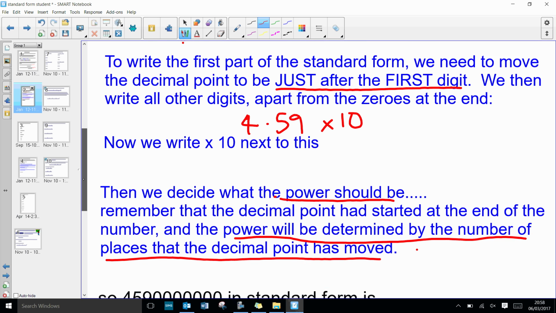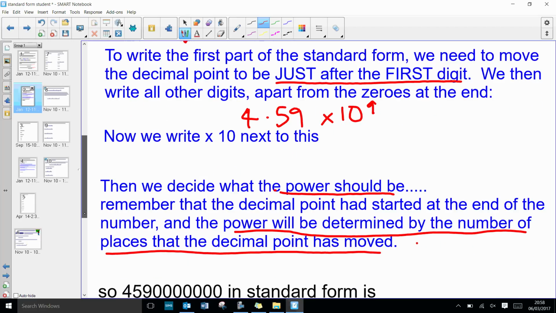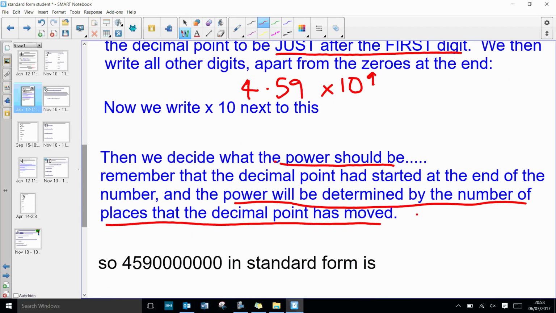So if we go back up to here, our decimal point started off here. We know it finished here. How many places did it move? 1, 2, 3, 4, 5, 6, 7, 8, 9 places. So a 9 would go up here. So the number 4,590 million in standard form is 4.59 times 10 to the 9.